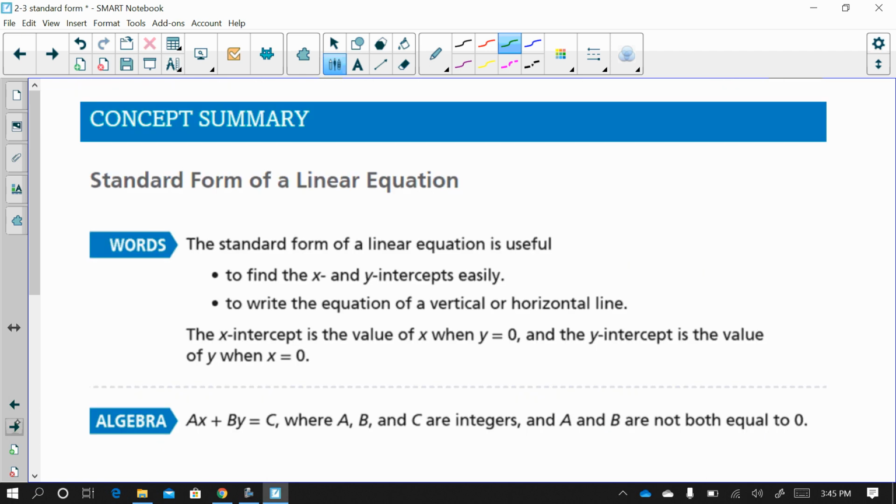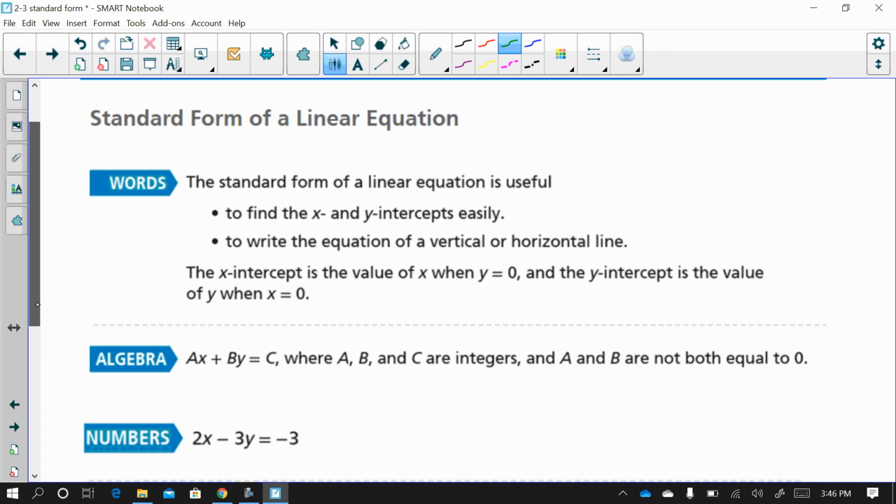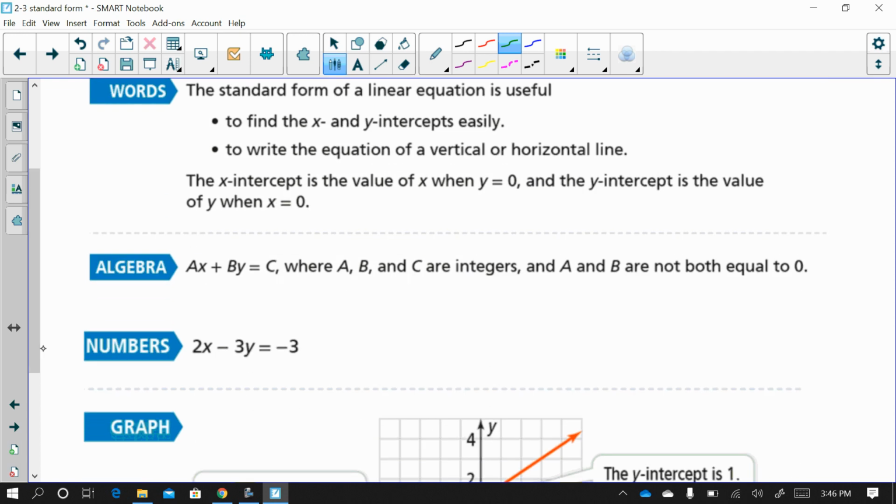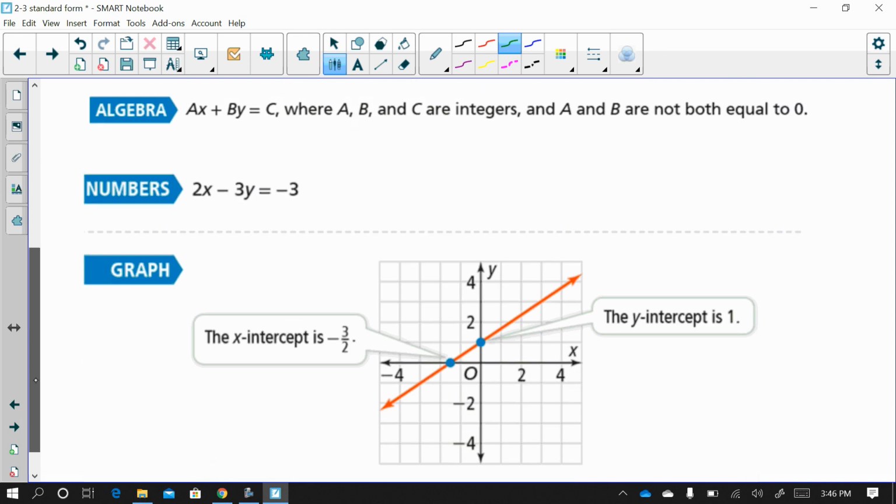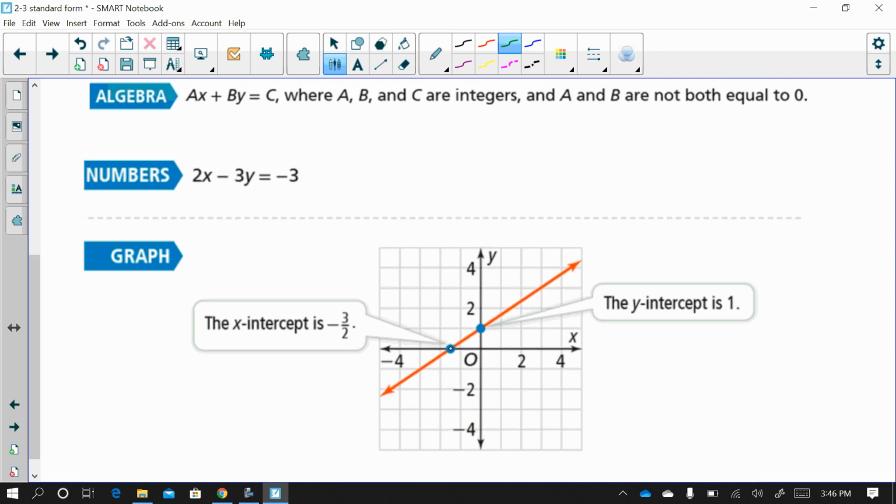Okay, so here's standard form. Again, remember, it's super useful if you need to find the x and y intercepts. Super useful for horizontal and vertical lines. Okay, so remember when I'm looking to find my x-intercept, I let y be 0. I'm looking to find my y-intercept, I let x be 0. Okay, remember ax plus by equals c. A, b, and c have to be integers, so no fractions. And a and b can't both be 0 at the same time. Also add the third rule that a has to be positive. Okay, and all we need is 2 points and connect the dots and we have the line.